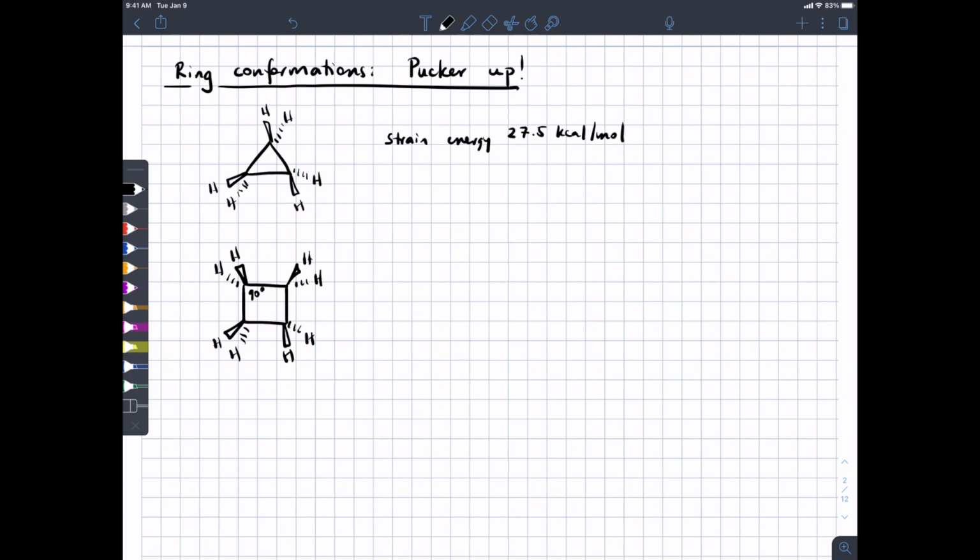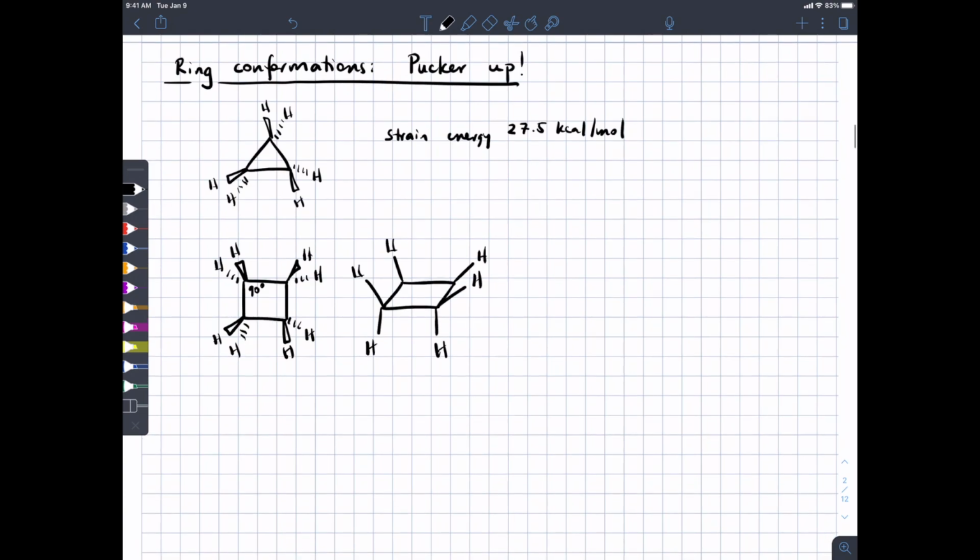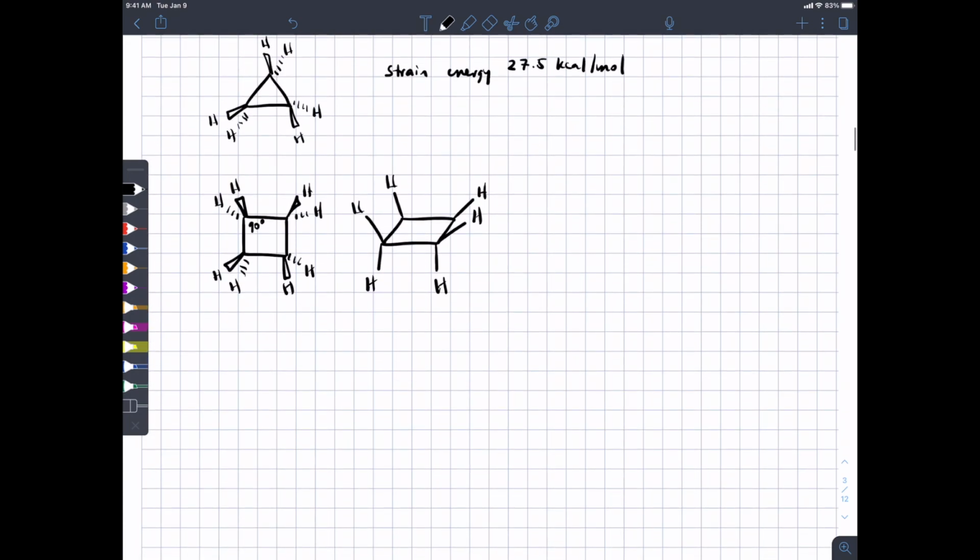So what cyclobutane does instead is it adopts a puckered conformation. What do we mean by that? Well, instead of being completely planar with all of the CH bonds eclipsed and all of the carbon-carbon bonds eclipsed, I haven't drawn the hydrogens in the back because it's hard. Guess we'll still do that.